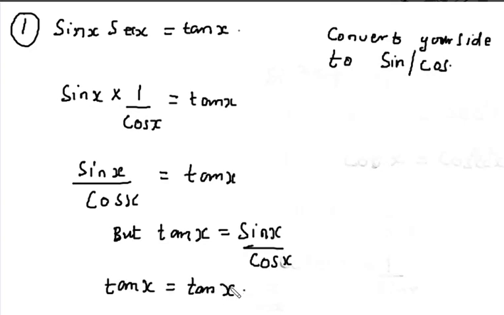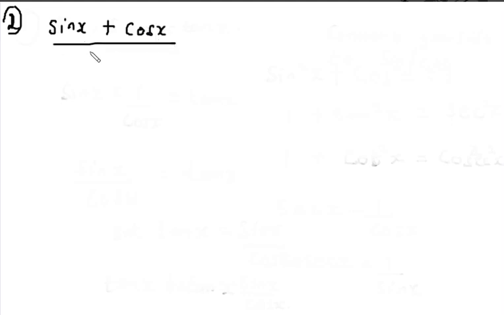Okay, let's take another example. Sine x plus cos x divided by cos x, and the right hand side equals tan x plus 1. The first step is to pick a side. I'm going to be picking this side, my left hand side, and I'm going to try to make it look like the right hand side.